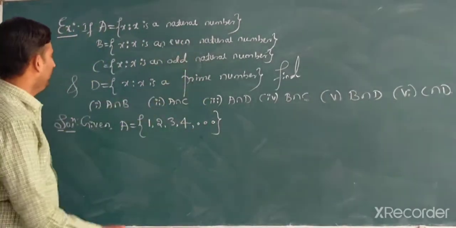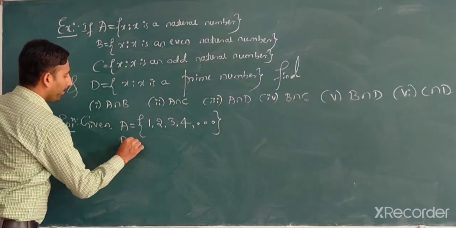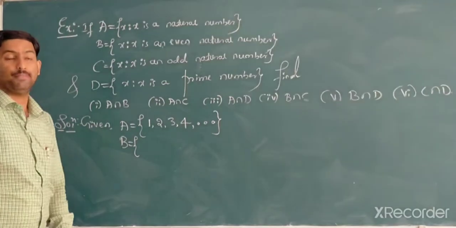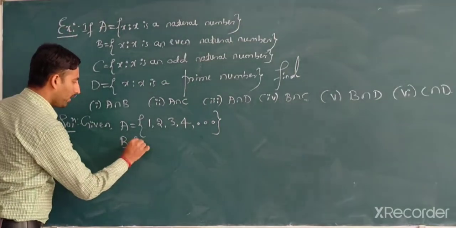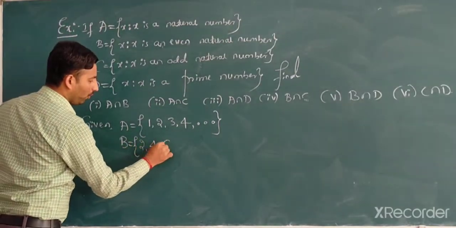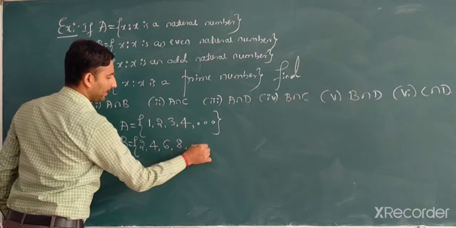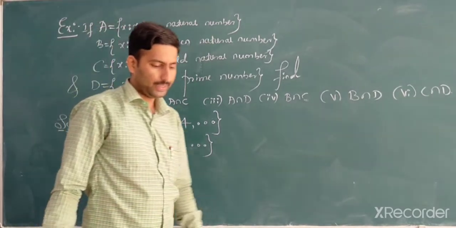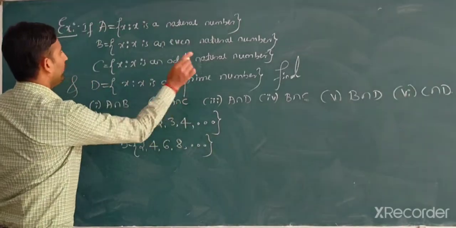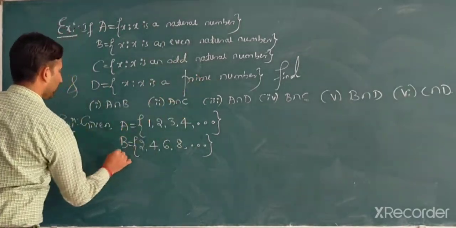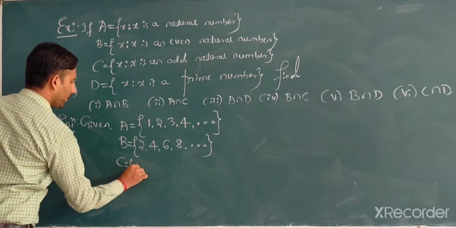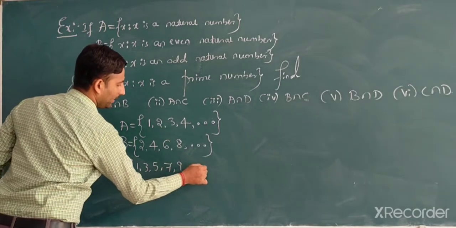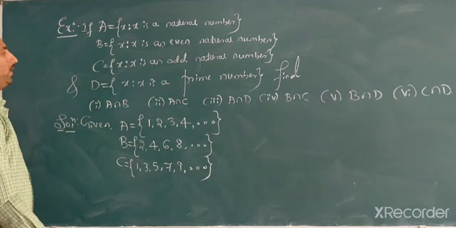After that, what about B? B is x such that x is an even natural number. What are the even natural numbers? B is equal to 2, 4, 6, 8, like that. Next, C is x such that x is an odd natural number. C is equal to 1, 3, 5, 7, 9, like that. These are all odd natural numbers.